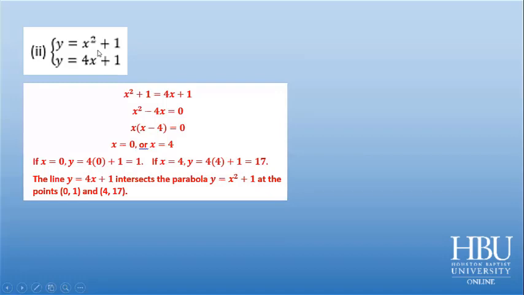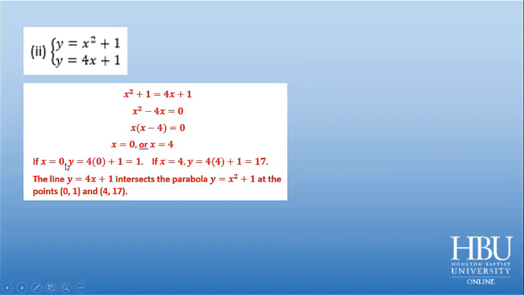I can substitute: x squared plus 1 is y, but y is 4x plus 1. So by substitution, x squared plus 1 equals 4x plus 1. Subtract 1 from each side and you would get x squared is 4x, or x squared minus 4x is 0. Factor out an x and you get x times x minus 4 is 0. So either x is 0 or x equals 4.